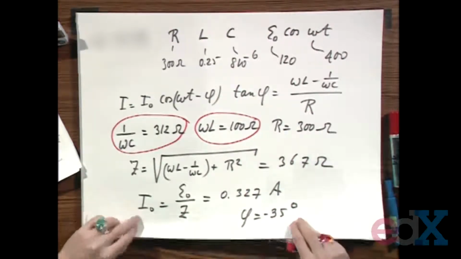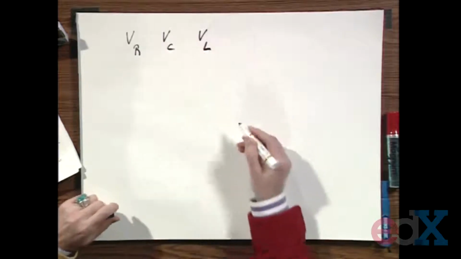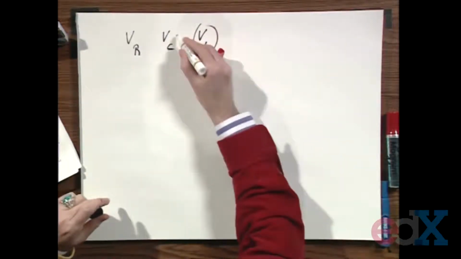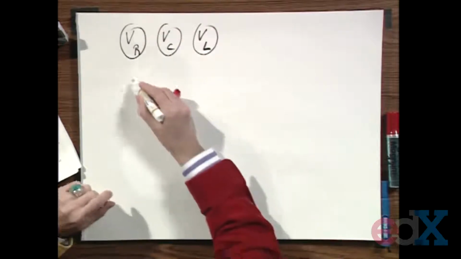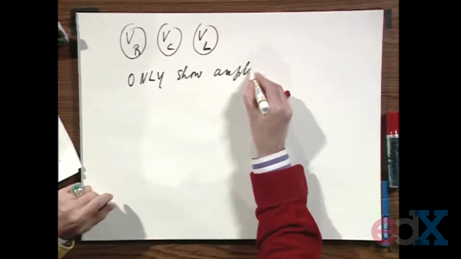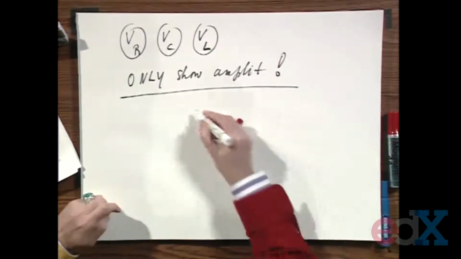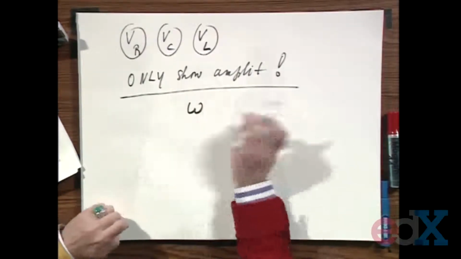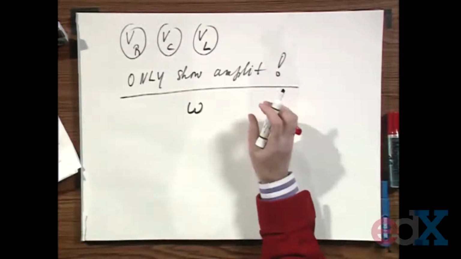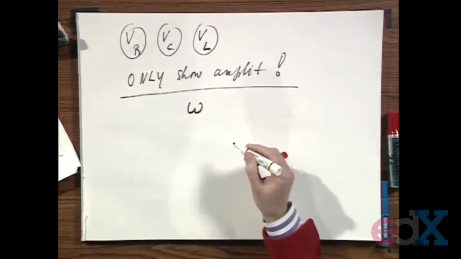If we now put voltmeters over the R, C, and the L, VR, VC and VL, as I have drawn them before, there's no sense of drawing them again, then those voltmeters now only show amplitudes. So all phase information is lost. You don't see them shake back and forth with frequency omega. There is no phase information. All they will indicate is the amplitude.